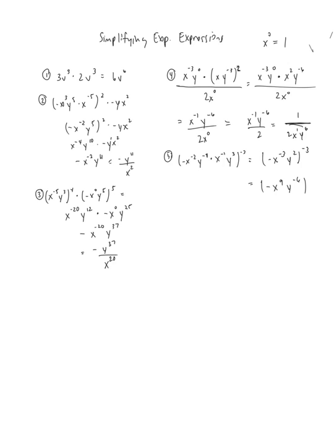And now my parentheses really aren't going to do anything. So my entire answer is going to be negative. I need to move y to the sixth to the denominator. So my final answer is negative x to the ninth over y to the sixth.